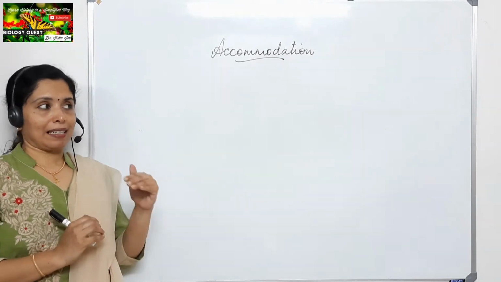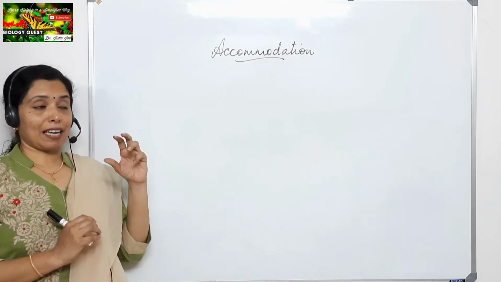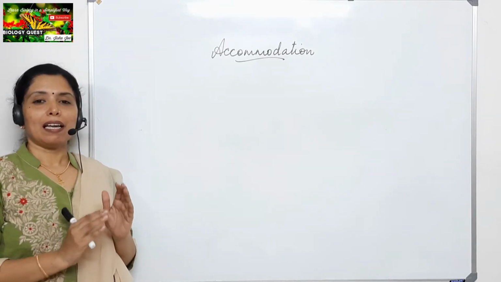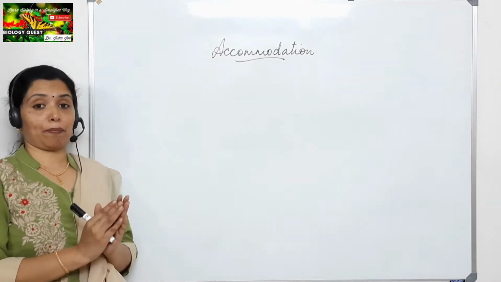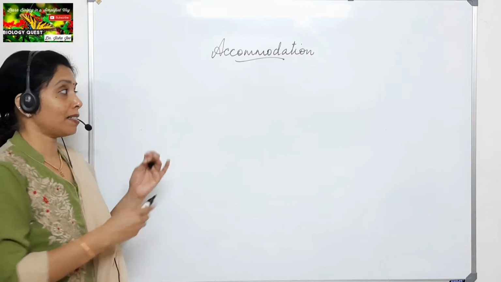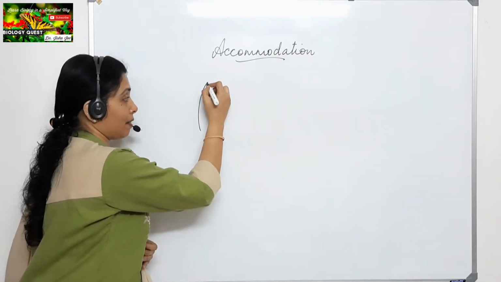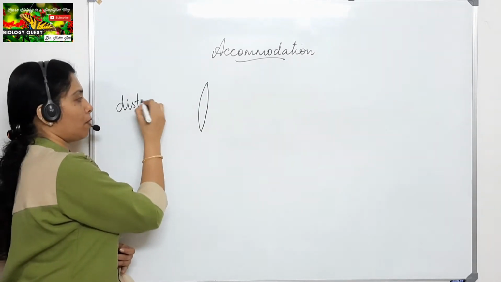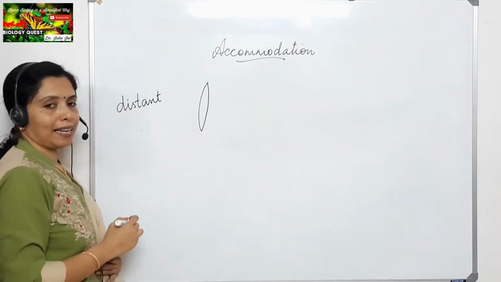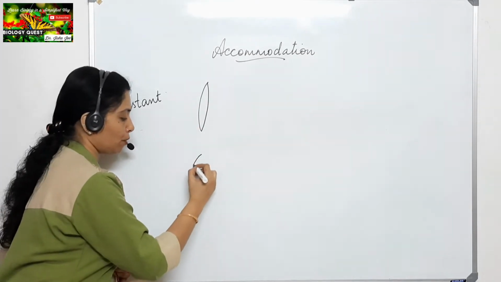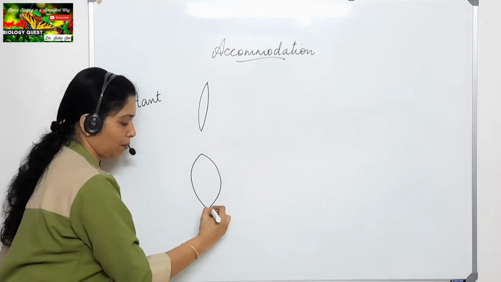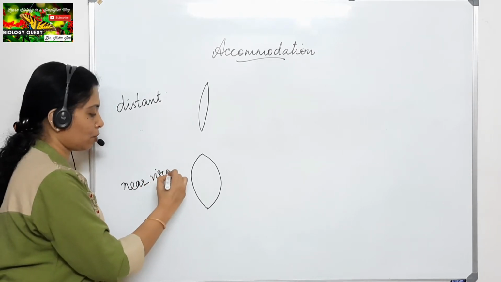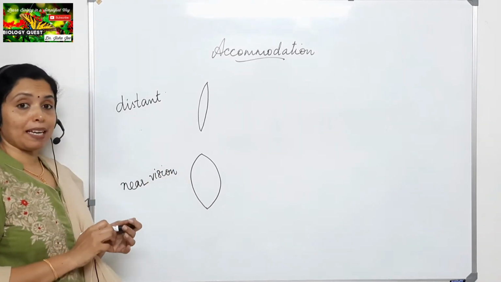Okay, did you understand? To see an object at a distance, or for distant vision, the shape of the lens should be less convex, or it should be thin, or the lens should be flattened. Okay, that is the shape of the lens. The lens should be thin. Whereas this is for a distant object. For distant vision, the shape of the lens should be thin. Whereas to view an object that is nearby, for near vision, the lens should be more convex, or the lens should be thick.